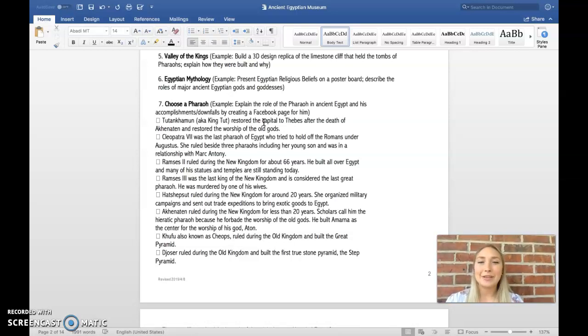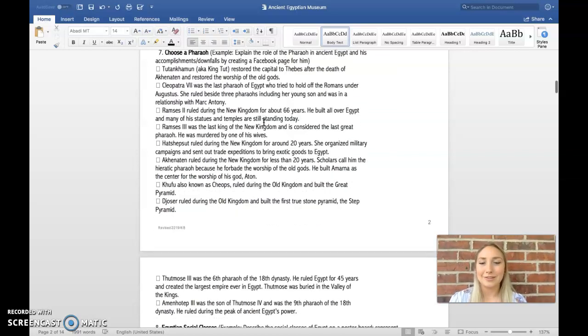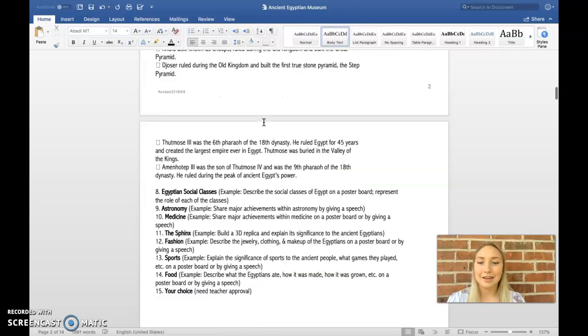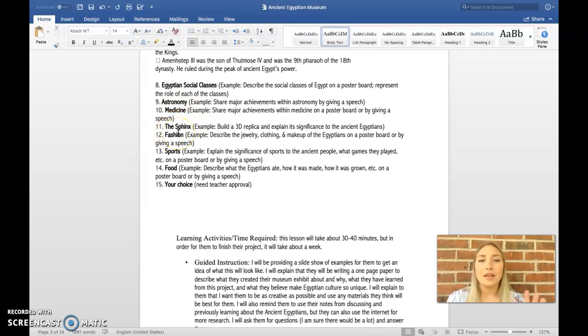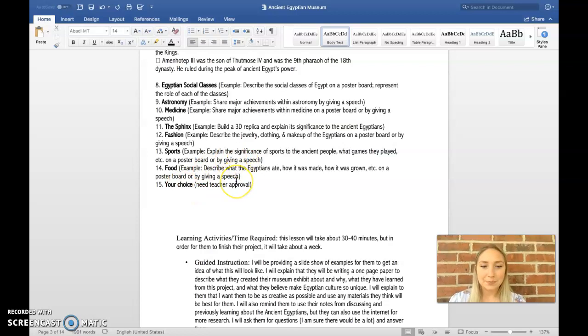So I have a picture later in this lesson plan, and it's really cool how they can do that and make it fun. Then they can even go into astronomy, medicine, fashion, sports, food, anything, because I want this to be interesting for them and something that they kind of care about, and bring it into what they like, but also researching about Egypt and ancient Egyptians.